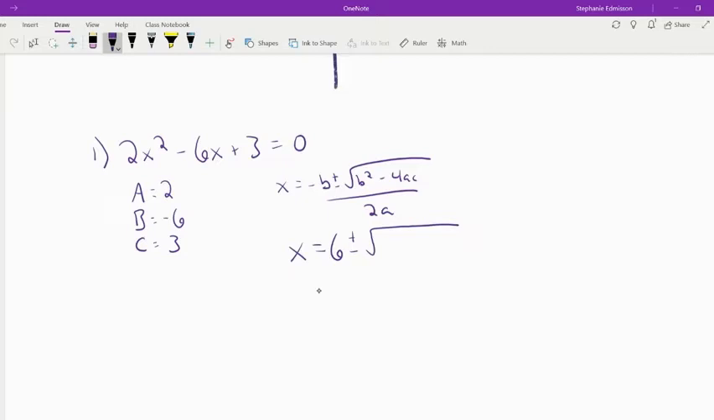of b squared. Now, one thing you want to be really, really careful of, you always want to put your b inside of a parenthesis. Okay, and here's why. In my calculator, if I type in -6 squared, I get -36. But I know that that's wrong.